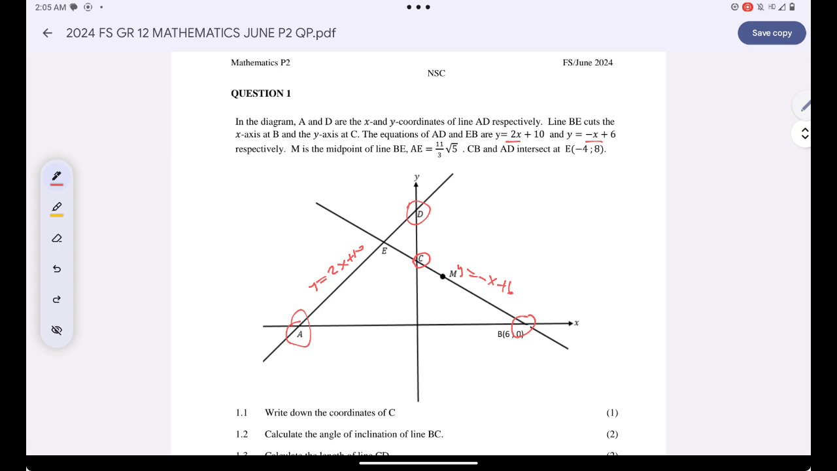M is the midpoint of BE. AE is equal to 11 root 3. Okay, we're given this length of AE. CB and ED intersect at point E, so they've given us the point of intersection, which is minus 4 and 8.